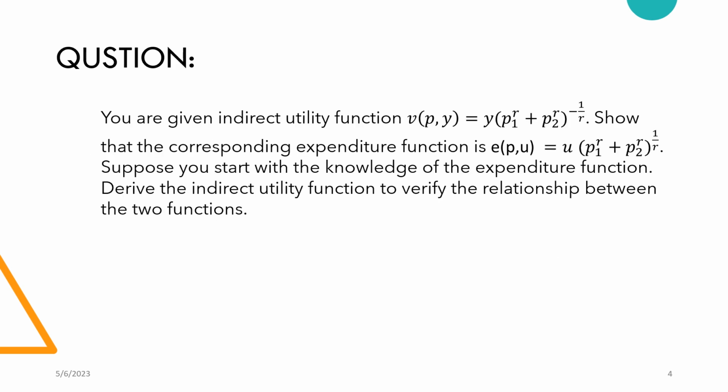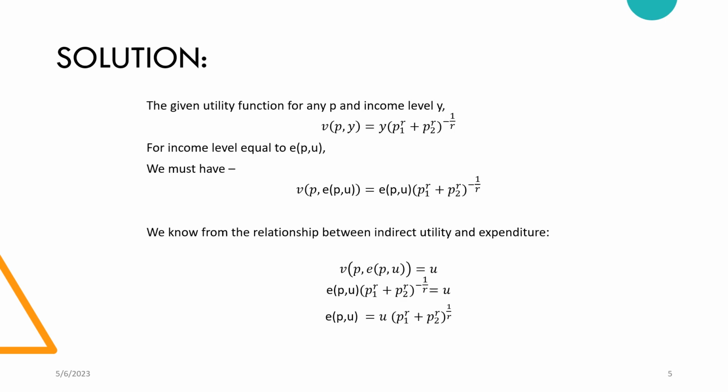Now this is my question. Here I have been given an indirect utility function V of P, y equal to y times (P1 to the power r plus P2 to the power r) whole to the power minus 1 by r. I am asked to show that the corresponding expenditure function is E of P, u equal to u times (P1 to the power r plus P2 to the power r) whole to the power 1 by r, and I have to derive the indirect utility function to verify the relationship between the two functions.